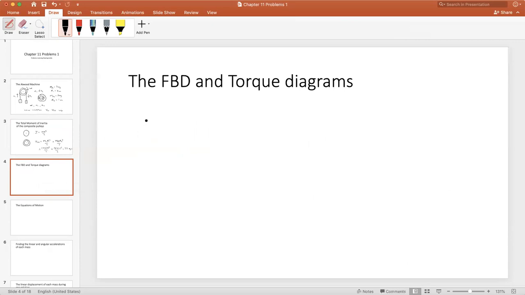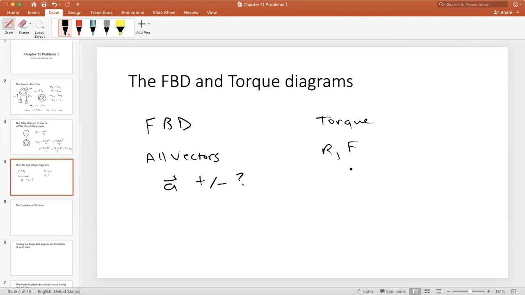So remember that on a free body diagram, you always include all vectors, and you have to include a, positive or negative. And then on a torque diagram, you include r and the forces, and you always have alpha as positive or negative. Just always remember that that's what you need. We're going to draw them really fast underneath here. So for mass one, what are the forces on it? We have a tension one, and we have a weight m1g. And as we stated before, we have a1 going up.